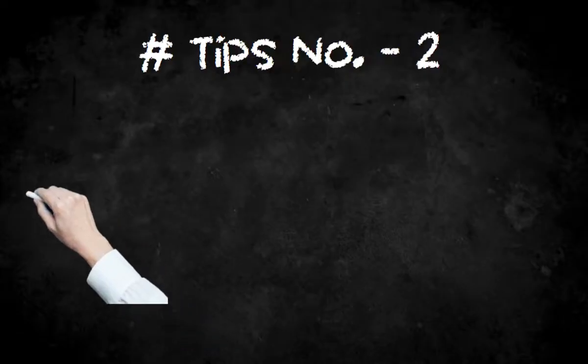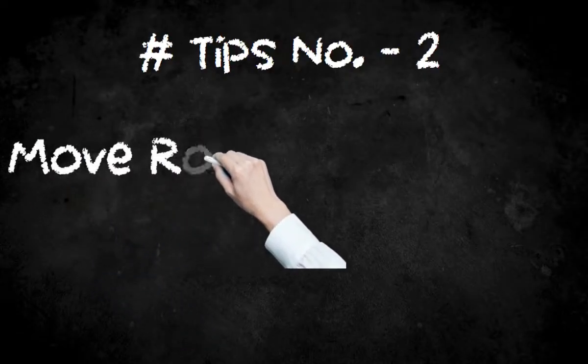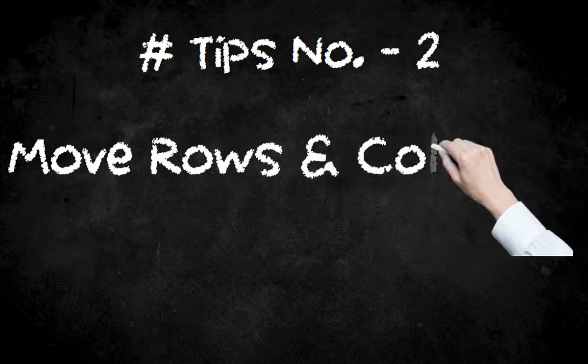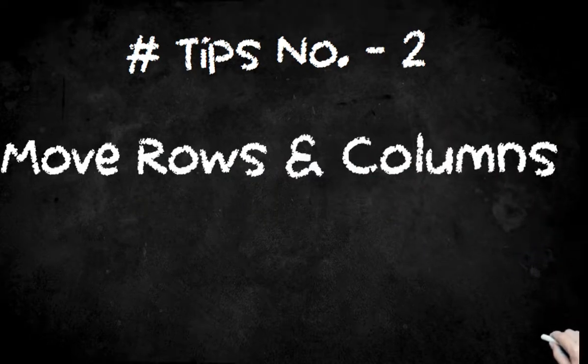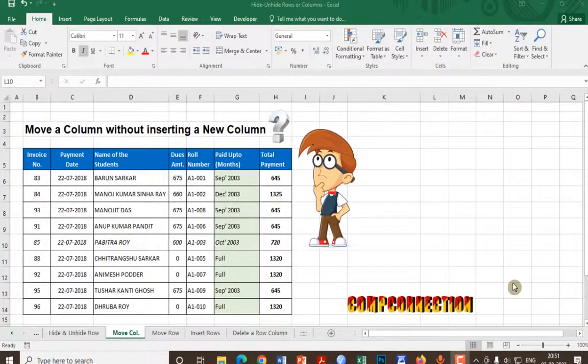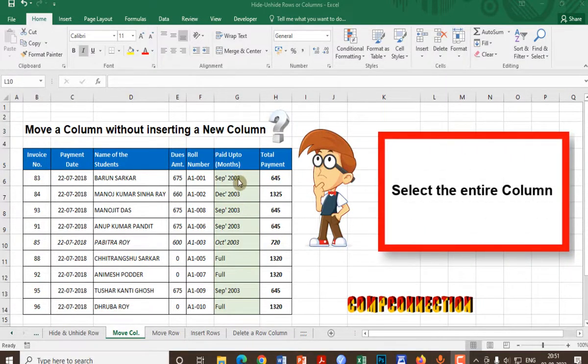My second tip, how to move rows or columns up or down and left to right consecutively. We first discuss about column. First, select the entire column that you want to move. We want to move this column. Therefore, select the entire column.